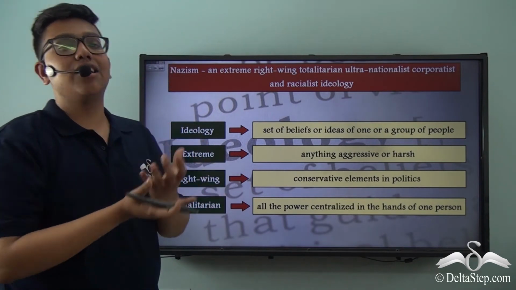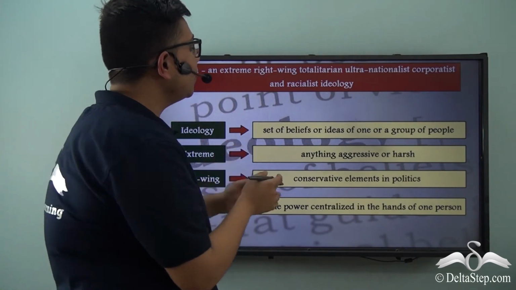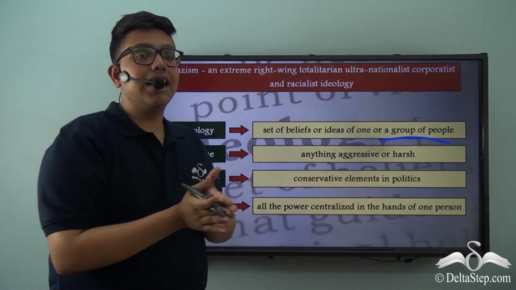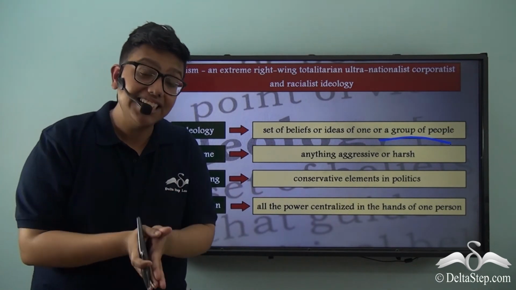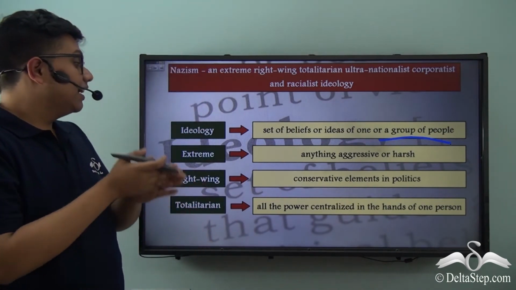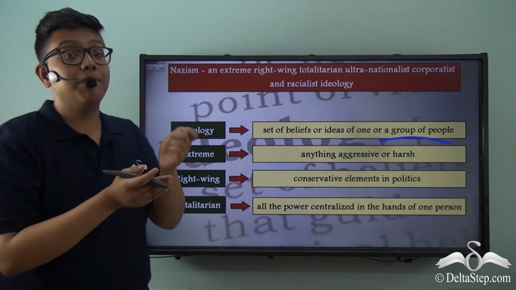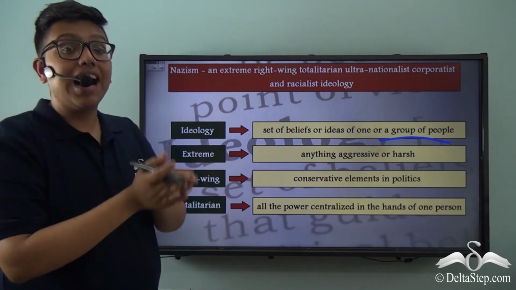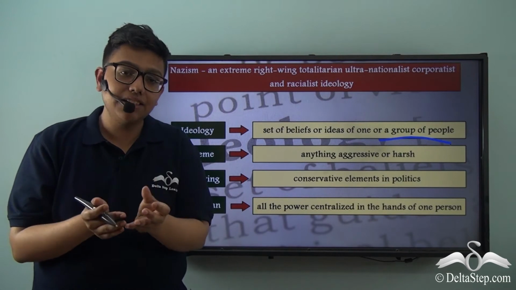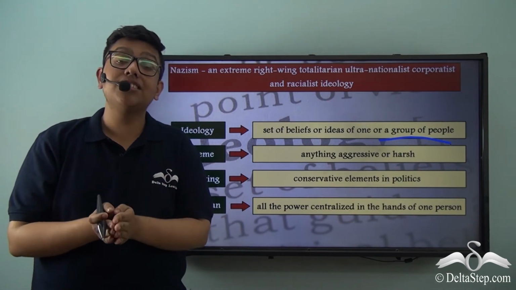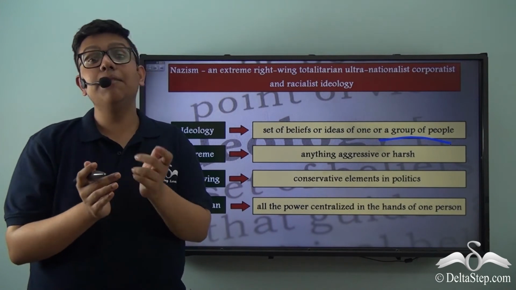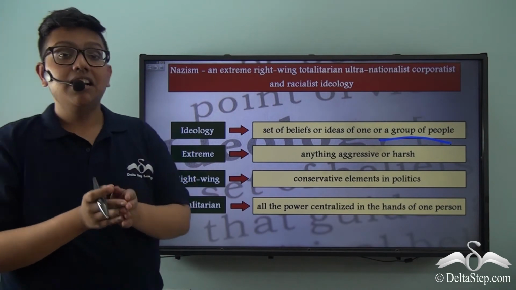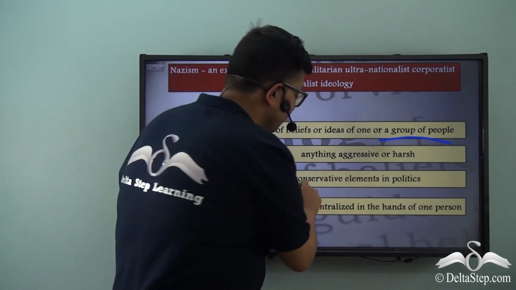Starting off with what is an ideology. An ideology happens to be a set of beliefs or ideas of one or a group of people, and these beliefs or ideas eventually lead to the formation of policy based on that ideology. Okay, then moving on, Nazism is an extreme ideology. Now what is extreme? In one word, over the top, aggressive or harsh. In simple terms, an aggressive or an extreme ideology is one which does not mind resorting to violence to get their means. And then moving on, we see that Nazism is also a right-wing ideology. Right-wing refers to the conservative elements in politics.